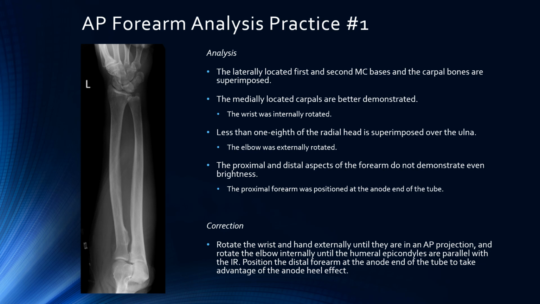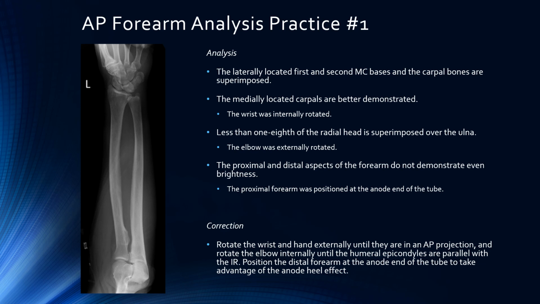AP forearm analysis practice 1. Analysis. The laterally located first and second metacarpal bases and the carpal bones are superimposed. The medial located carpals are better demonstrated. The wrist was internally rotated. Less than 1/8 of the radial head is superimposed over the ulna. The elbow was externally rotated.